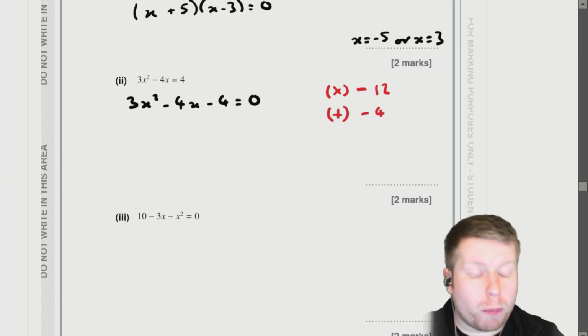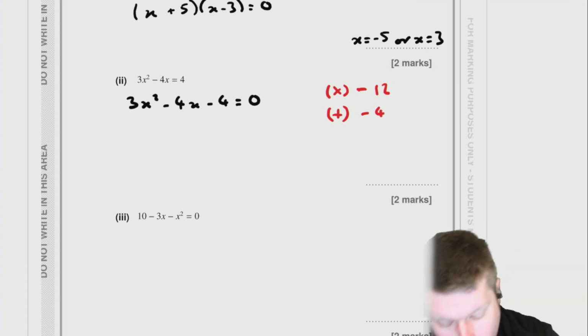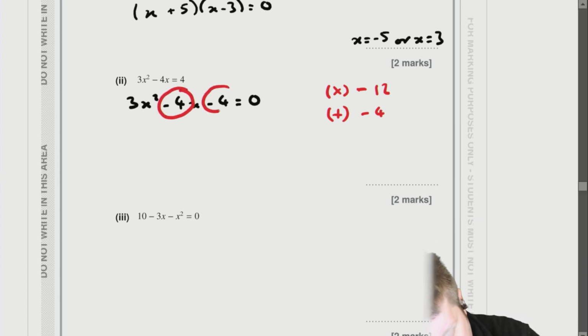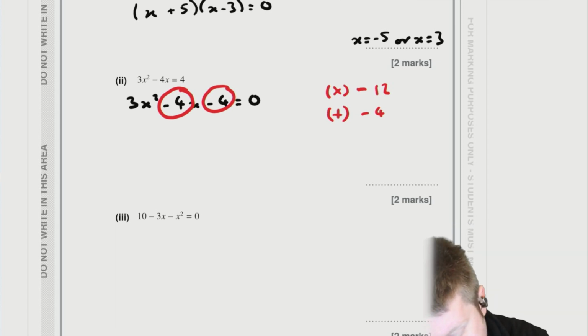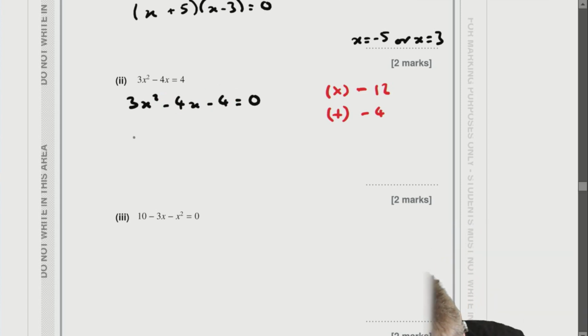Again, common errors here. People get 12 and get 4, but they don't think about the negatives. It's really important you capture the whole of those numbers. Okay, so don't ignore the negatives. Okay. And then as a result, we can set up our 2 brackets. Remember, you put 3x at the start of each of them.